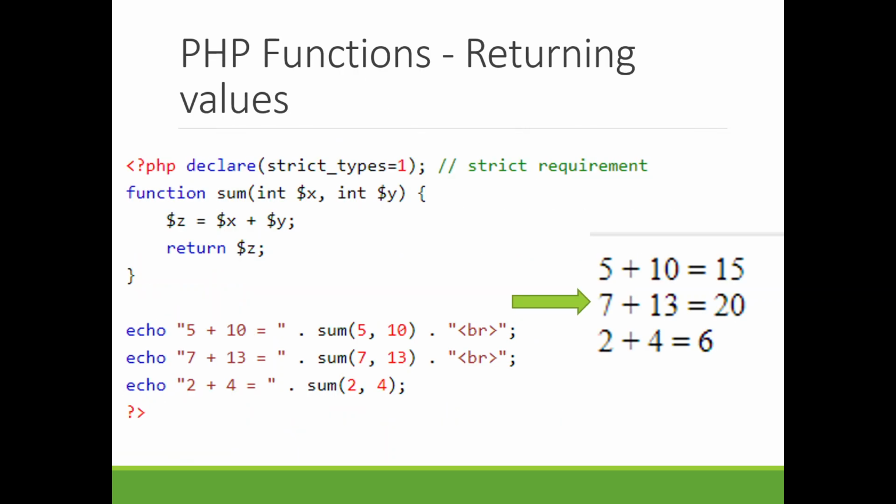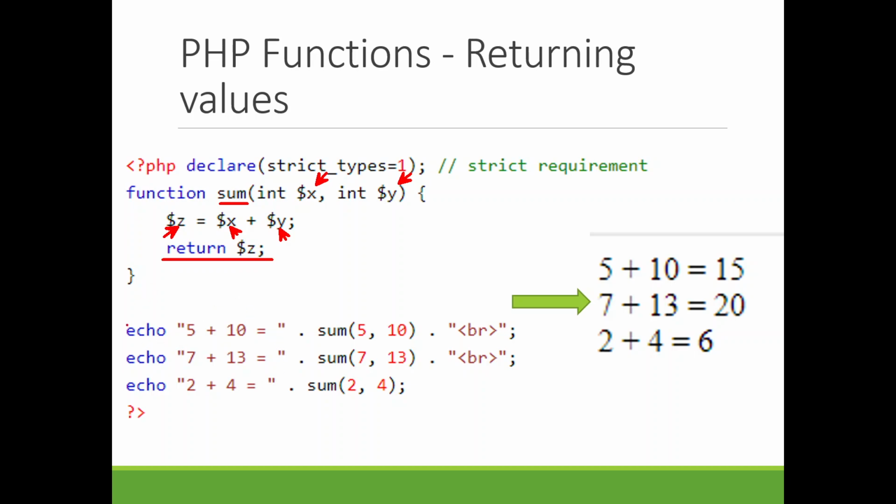However, in this particular example, we have a function called sum. This particular function sum is receiving two integer arguments, x and y. After that, it has a variable z, and it sums up the values that have been passed to it, x and y, and returns that particular value.